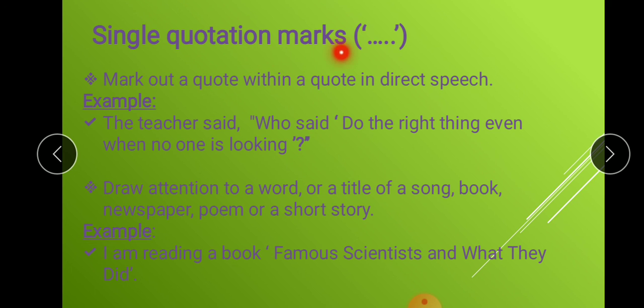Single quotation marks are also used to draw attention to a word or the title of a song, book, newspaper, poem or short story. Example: I am reading a book, 'Famous Scientists and What They Did'. Now here this is the name of the book and we want to draw attention to it. We want to show others the name of the book. So that can be written using single quotation marks.